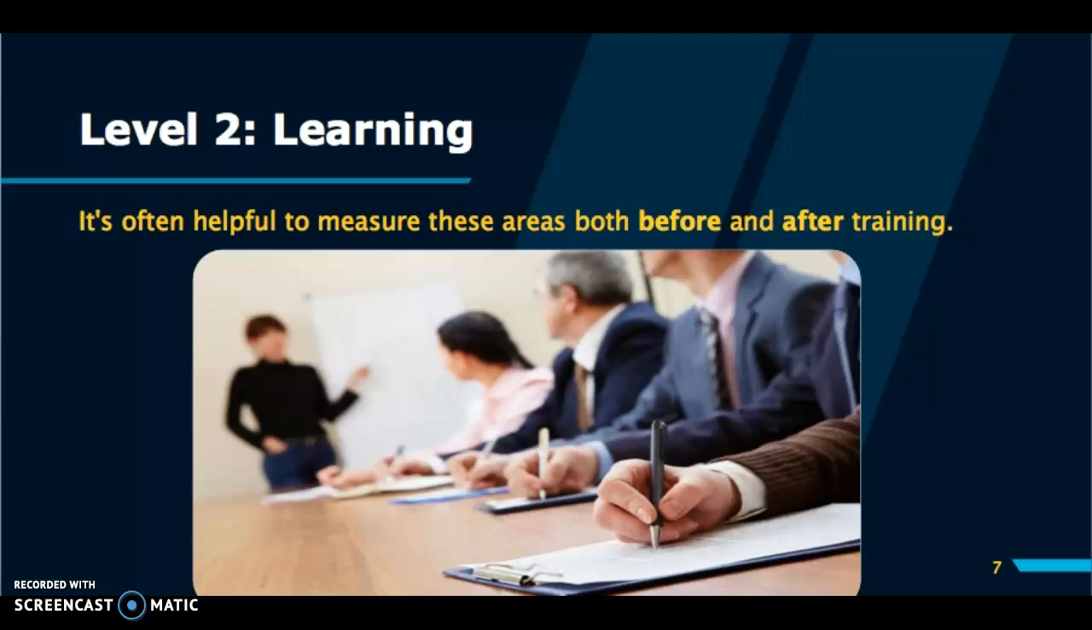To measure learning, you want to start by identifying what you want to evaluate. These things could be changes in knowledge, skills, or attitudes. It's often helpful to measure these areas both before and after the training. So before training begins, test your trainees to determine their knowledge, their skill levels, and their attitudes. Once the training is finished, test your trainees a second time to measure what they have learned, or measure learning with interviews or verbal assessments.